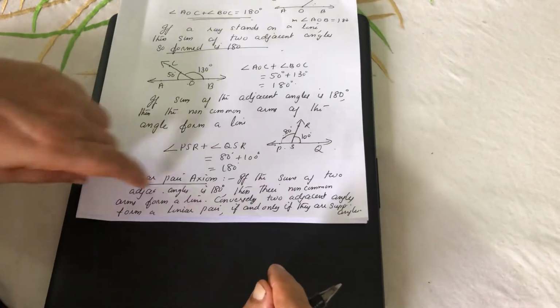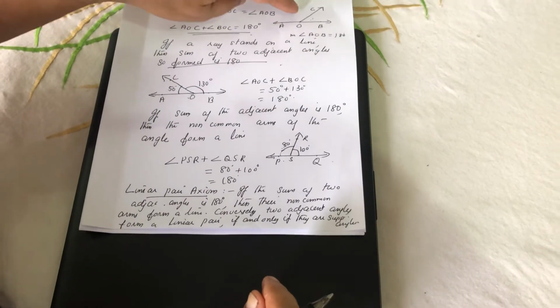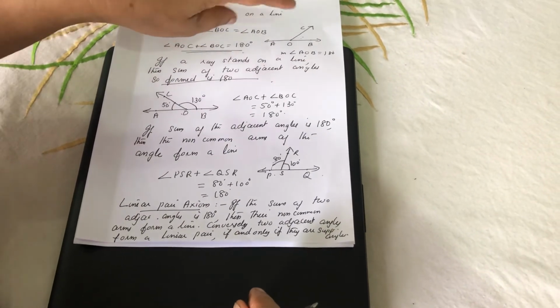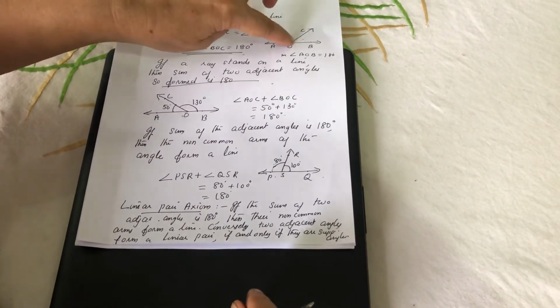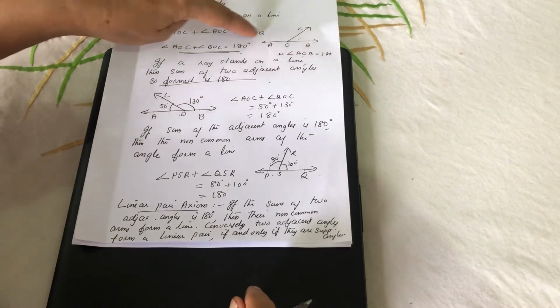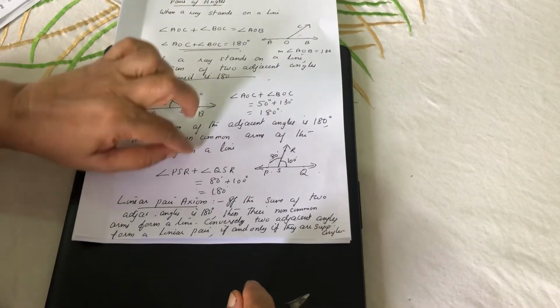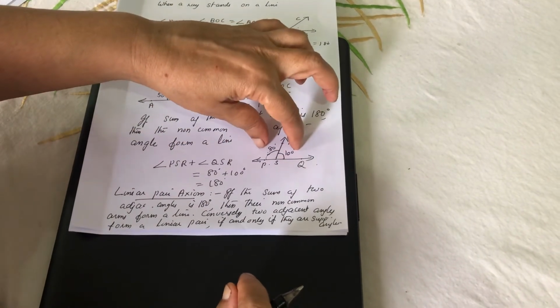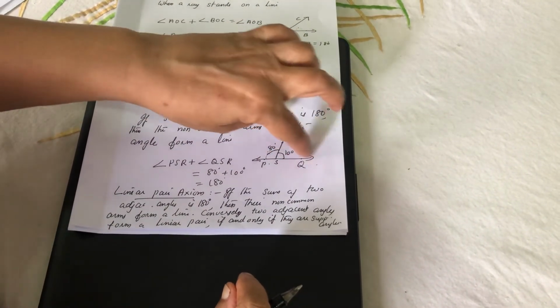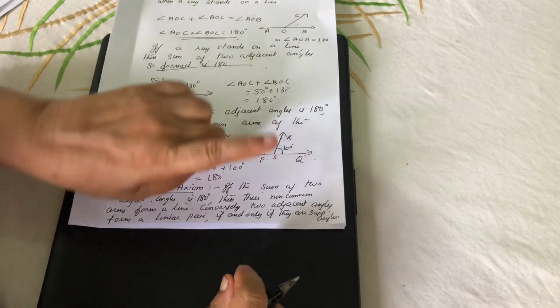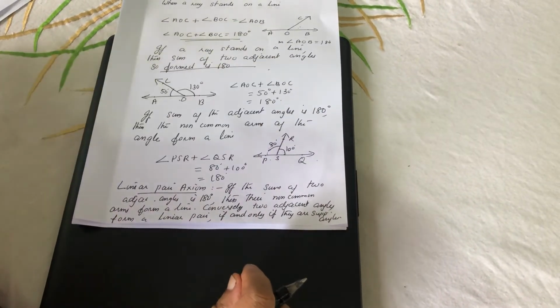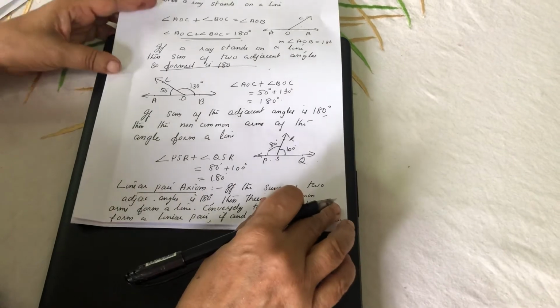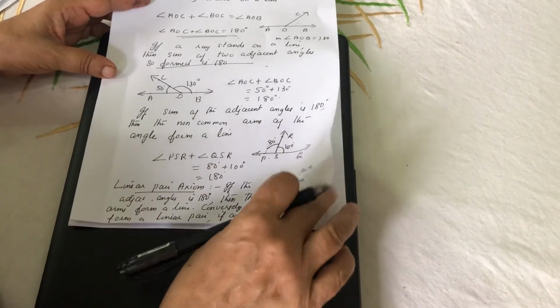That means if the sum of two adjacent angles is 180, then the non-common arms are forming a line. Conversely, two adjacent angles form a linear pair if and only if they are supplementary angles. This is called the linear pair axiom.